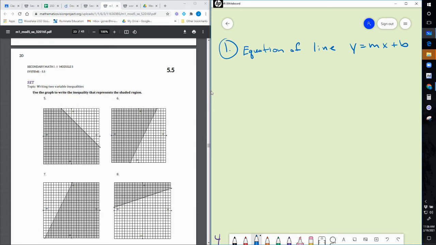Then, after you find out the equation of the line, is it solid or dotted? Right? You wonder if the line that's on the paper is solid or dotted.